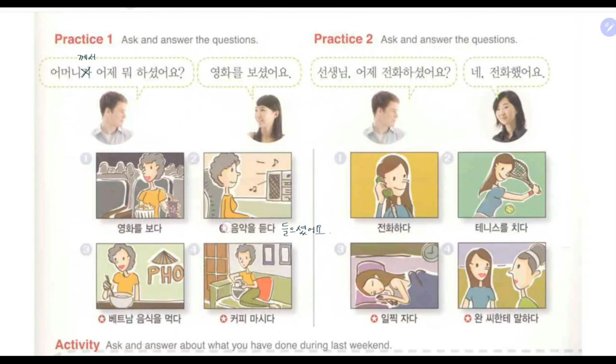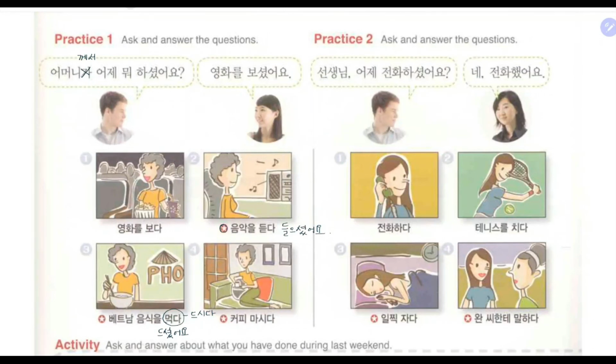들으셨어요. This is irregular because of the verb conjugation itself, not because it uses random honorific form. 자, 3번 갑시다. 어머니께서 어제 뭐 하셨어요? Number 3. 베트남 음식을 먹다 있네요. 자, 먹다 is irregular honorific form, isn't it? 어떻게 말해요? 드시다 말해요. 그래서 어머니께서 어제 베트남 음식을 드셨어요. Done?